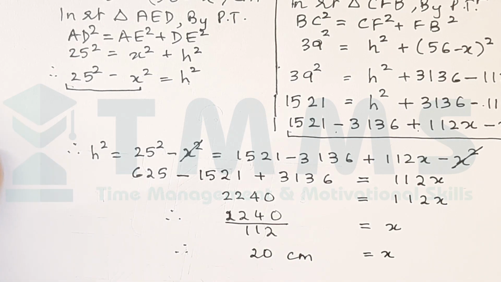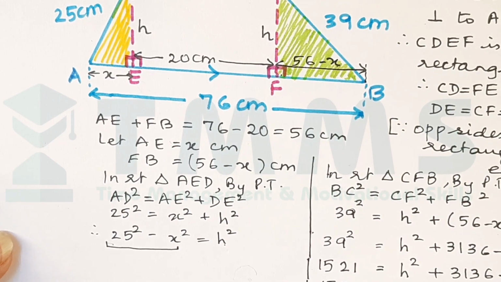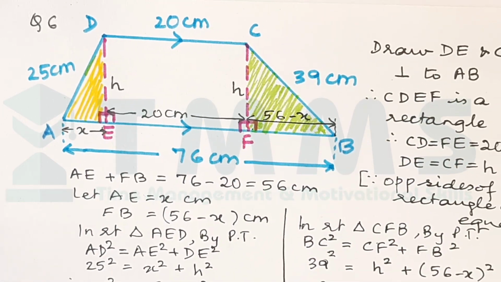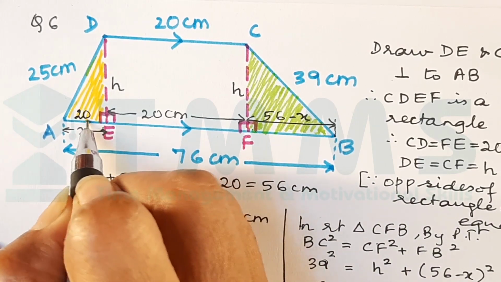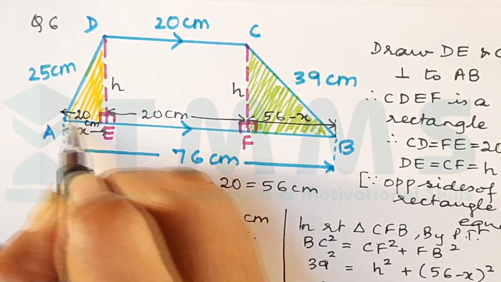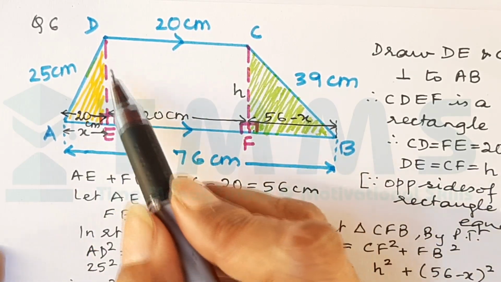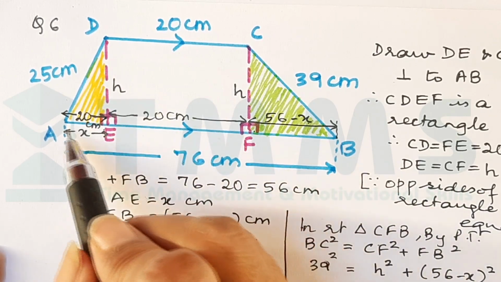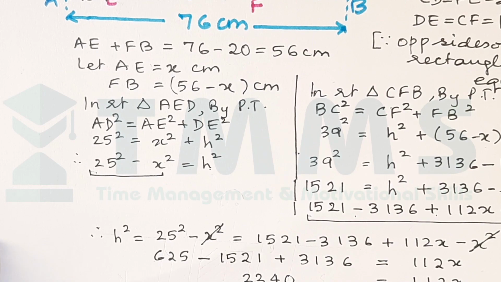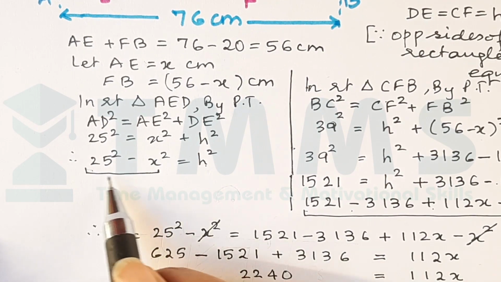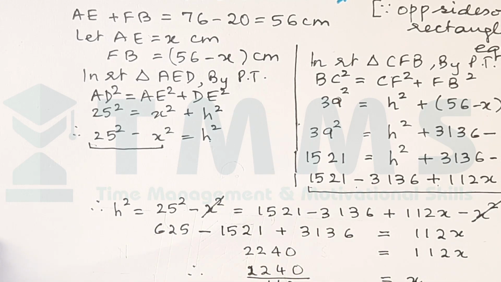Now, let us look at our diagram. Can you see this diagram of ours? This x is 20 centimeter from here to here. So can we not find h from there? So 25 square will be equal to 20 square plus h square. And so basically what we are going to do is we are going to substitute in this the value of x.